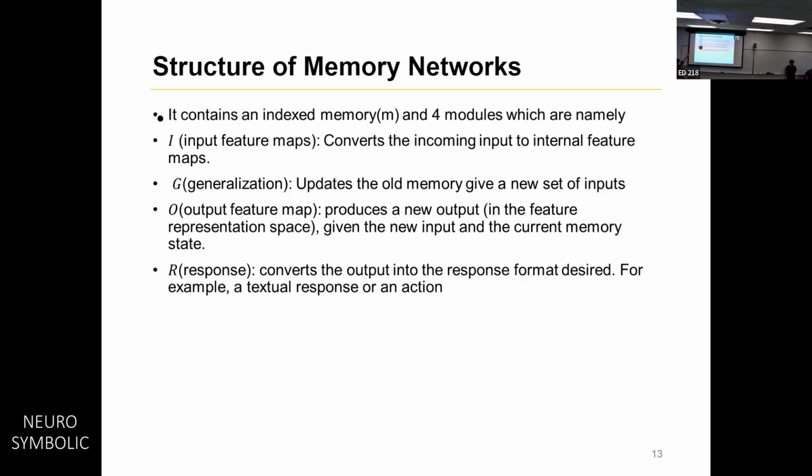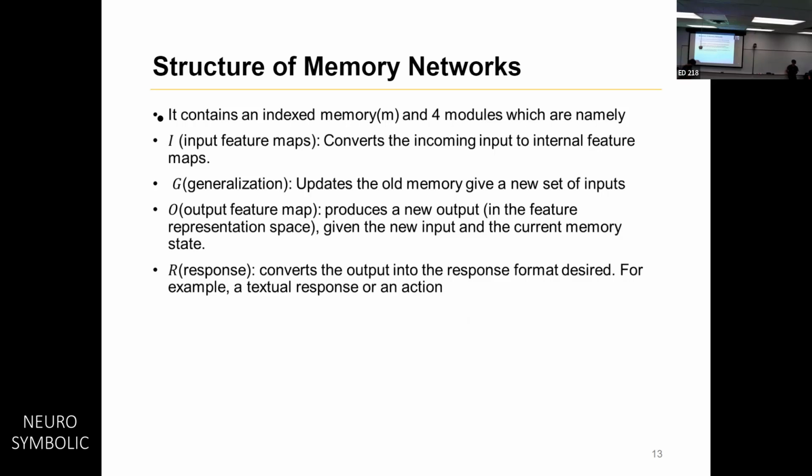Yeah, it's just what I said earlier that is written. So the I is the input feature map, which converts the input features into the features that can be learned by the machine. Generalization is for memory updates. Output feature map produces new output, given the new input and current memory state, and then the response.